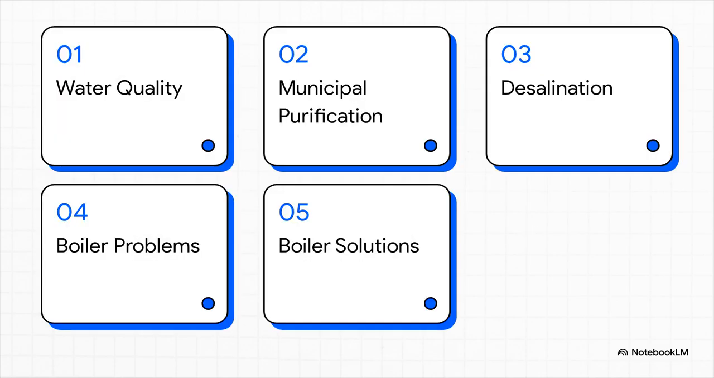All right, here's our game plan. We've got 5 major sections. We'll start with the basics, water quality parameters. Then we'll look at how cities purify our water and how we can make salt water drinkable. And finally, we'll get into the heavy-duty world of industrial boilers. First the problems, and then, of course, the solutions.